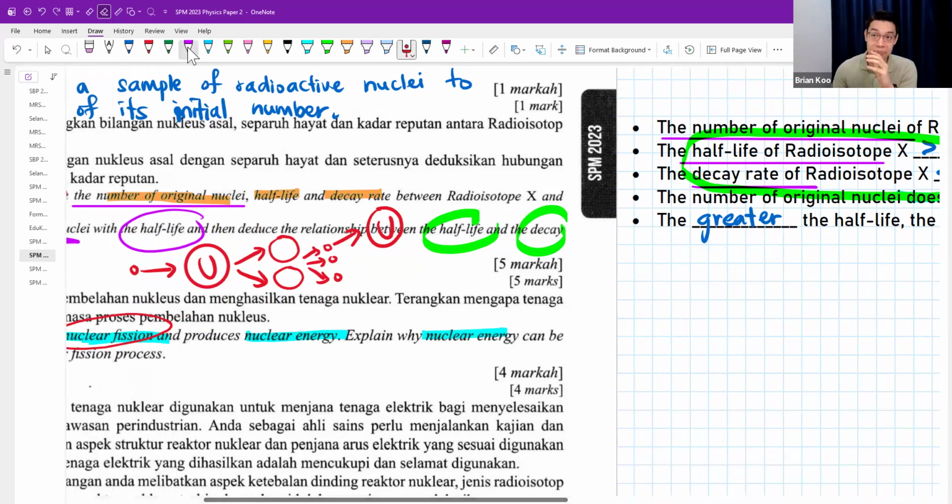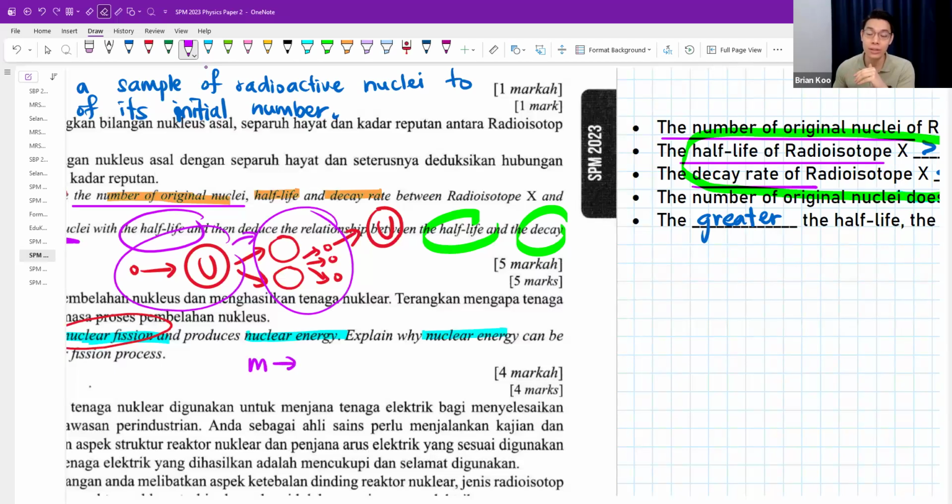Albert Einstein found out that the reason your mass is lost is because the mass converted itself to some energy. The mass that disappeared became energy. And it is related using this formula, E equals mc squared. When you lose more mass, you get more energy. Okay, so this is the whole story.